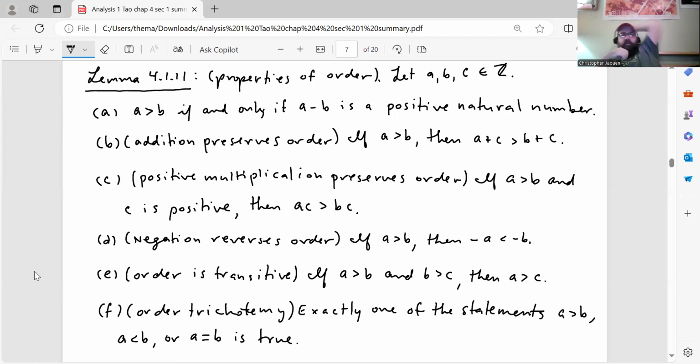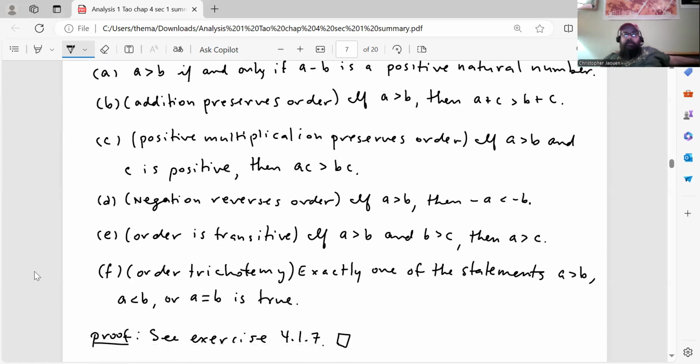Part B, addition preserves order. If A is greater than B, then A plus C is greater than B plus C. Part C, positive multiplication preserves order. If A is greater than B and C is positive, then A times C is greater than B times C. Part D, negation reverses order. If A is greater than B, then minus A is less than minus B. Part E, order is transitive. If A is greater than B and B is greater than C, then A is greater than C.